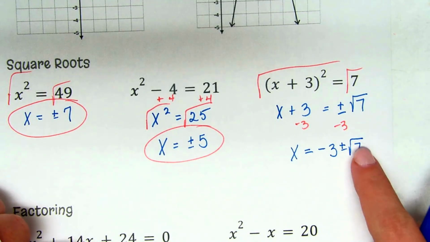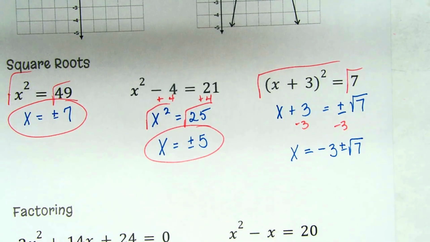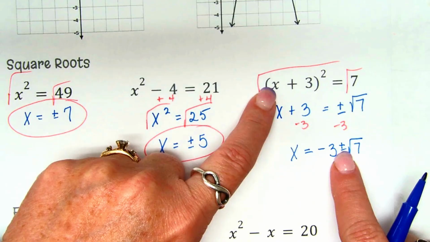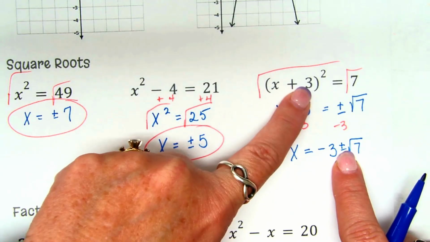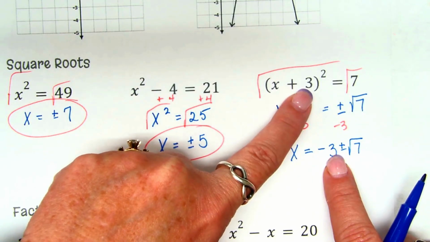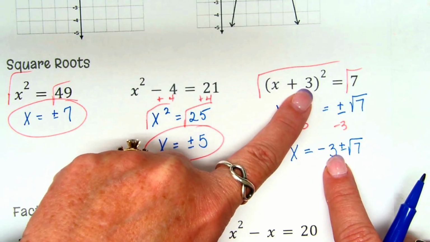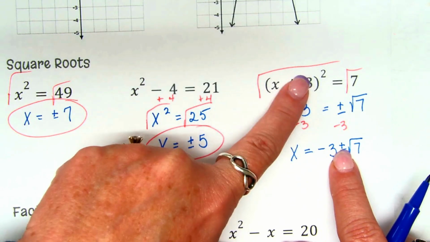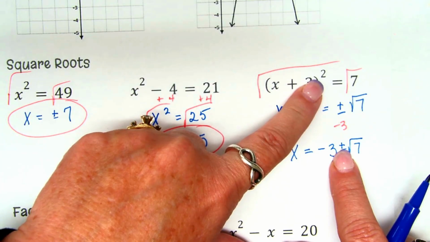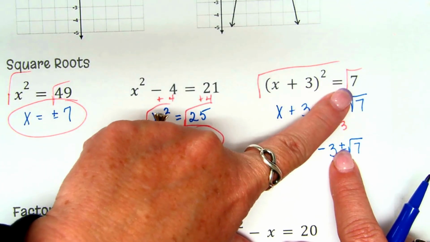That's the exact answer. Now, could I check this? I could, and I should, right? Negative 3 plus the square root of 7, plus 3. Well, what happens with negative 3 and positive 3? That's 0, right? So all I'm left with is the square root of 7. What's the square root of 7 squared? 7.